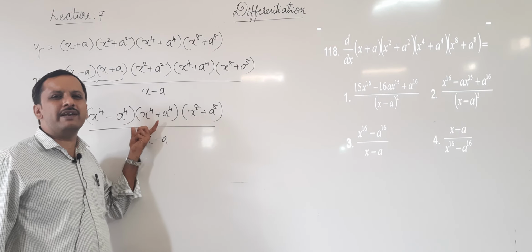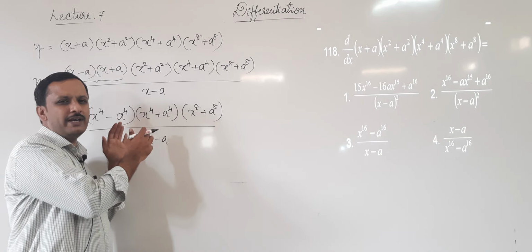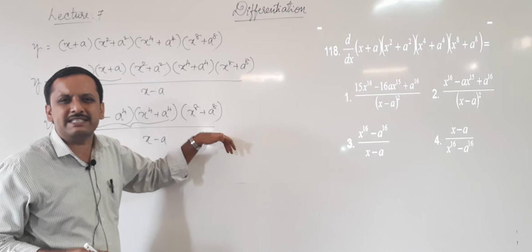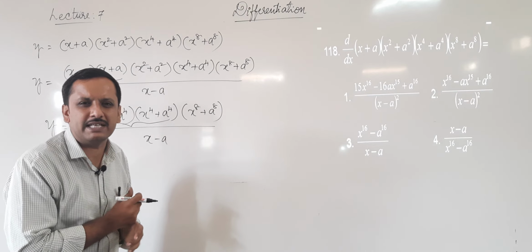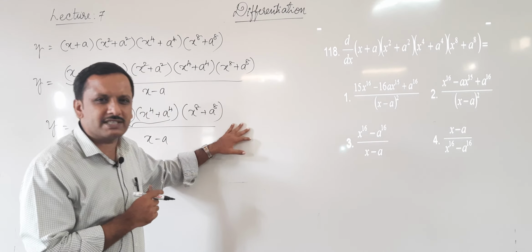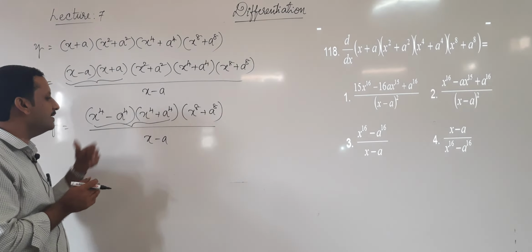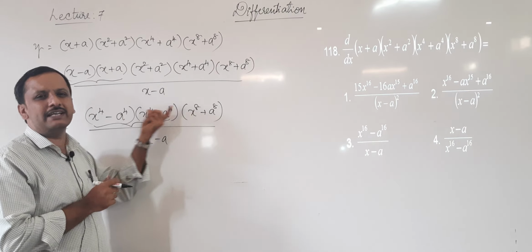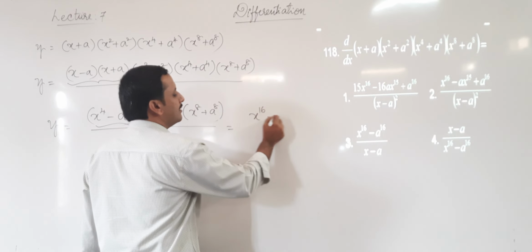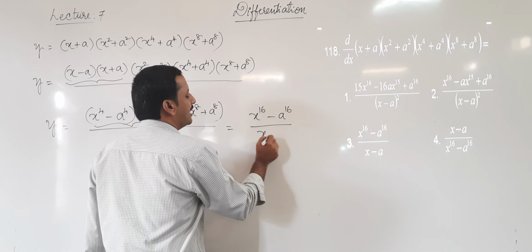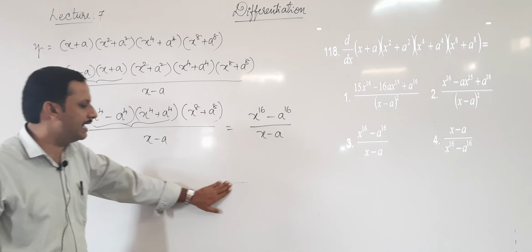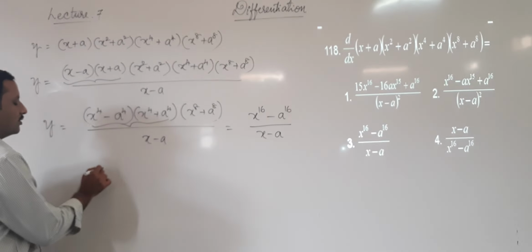x^8 minus a^8 into x^8 plus a^8. Again it is of the form (a-b)(a+b) equal to a^2 minus b^2. So you get x^16 minus a^16, and that's all, no further expansion. Their product will give you x^16 minus a^16 divided by x minus a. This is what we have finally. This is our y. Now we have to find y'. Let us differentiate this. y' equal to, I will use the quotient rule.